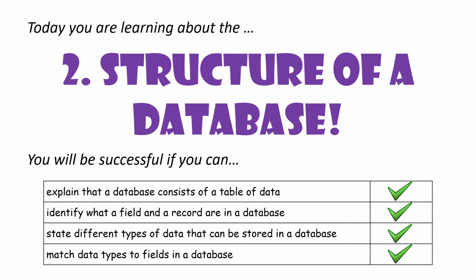So hopefully by the end of this lesson you'll be able to explain how a database consists of a table of data. You'll also be able to identify what a field and a record are in a database. You'll be able to state different data types or types of data that can be stored within a database. And finally, you'll be able to match certain data types to fields within a database.